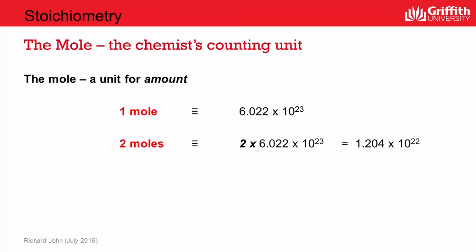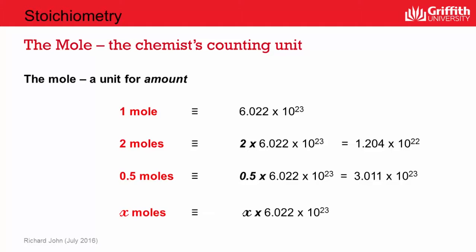2 moles would be twice that number, 2 times Avogadro's number. When we put 2 times Avogadro's number into our calculator, we get the number 1.204 by 10 to the 24. Half a mole would be 1/2 times Avogadro's number, and so on. 1/2 times Avogadro's number happens to be 3.011 by 10 to the 23. If we had any number of moles, for example x moles, then the number of objects that we would have, or the number of atoms, molecules or ions, would be x times Avogadro's number.